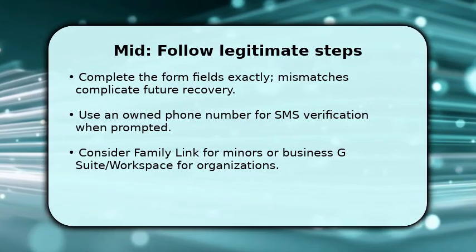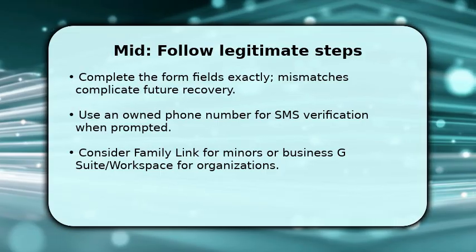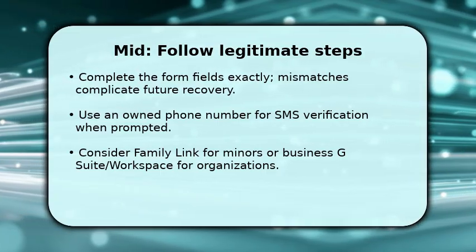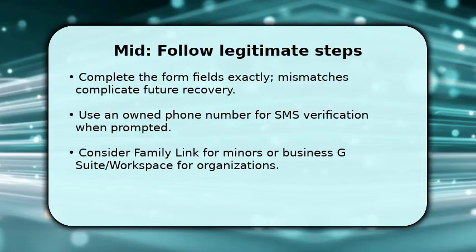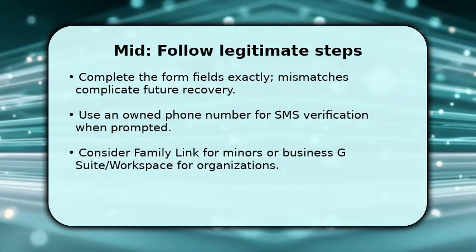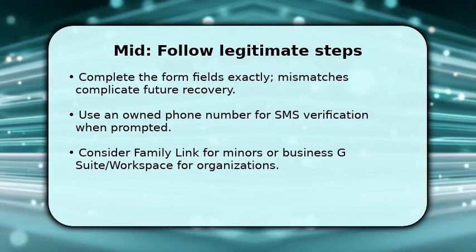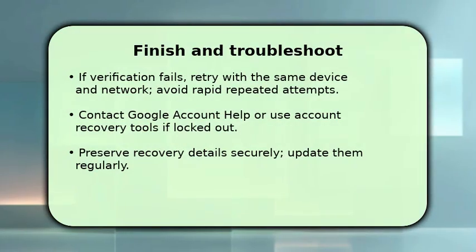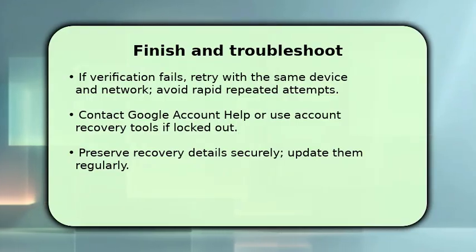If you're underage, set up an account through Family Link with a guardian. If this is for an organization, use Workspace, which offers admin-managed accounts. These legitimate routes maintain compliance and avoid lockouts or policy violations. Complete setup by verifying via the method Google requests, and then secure your account with recovery options and two-step verification.